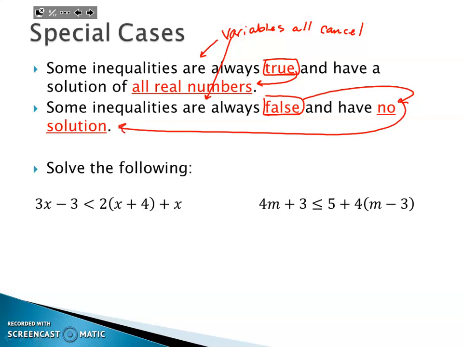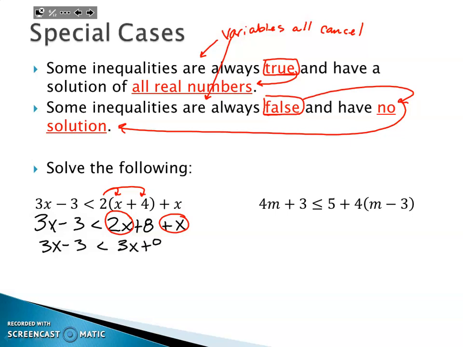So a couple examples down below here. It says solve the following: 3x minus 3 less than 2 times x plus 4 plus x. First step would be to distribute. 3x minus 3 less than 2x plus 8 plus x. I would want to combine my like terms, so 2x and x would need to get together there. So I've got 3x minus 3 less than 3x plus 8. Some of you might be able to see what's coming. Now I need to get my x's together, so I can subtract 3x, subtract 3x. Those cancel, and oh shoot, those cancel too. So I'm left with negative 3 less than 8.